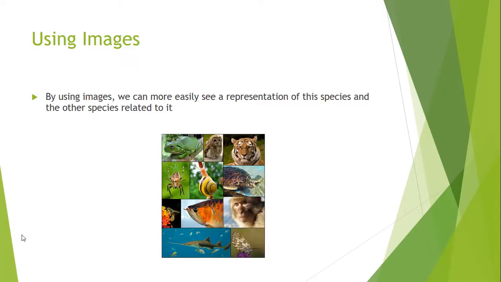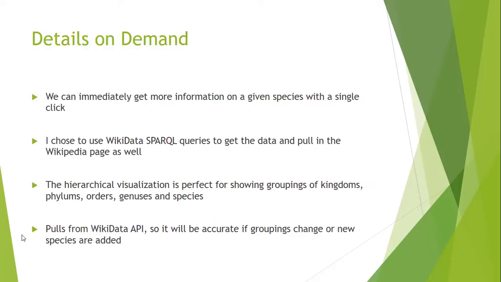It would be preferable if we could use images in order to view representations of species. That way, we could more easily tell where our species might belong. It would also be great if we could get details on demand. We could get details or more information about a given species, kingdom, phylum, class, or other grouping with a single click. By using Taxonomist, it can be easier to find data you need about species.